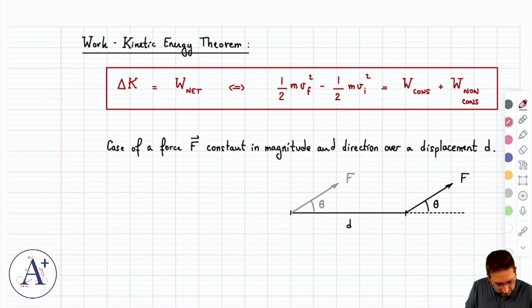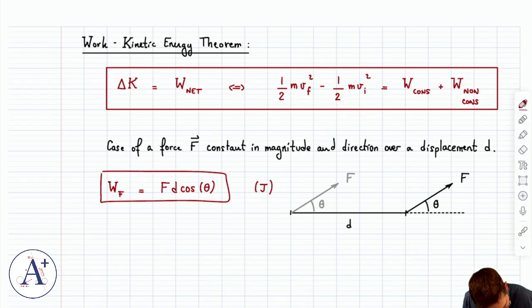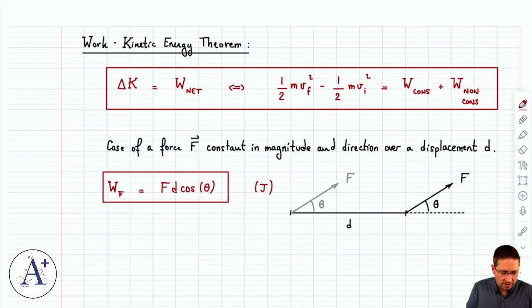Now, if that's the case, the work done by the force F is going to be Fd cosine of theta. And it's going to be expressed in joules. I should have said that actually before, as are all these energies. Now, kinetic energy is in joules, gravitational potential energy is in joules, and the work done by the force F is going to be Fd cosine theta. Could be positive or negative, it depends, right?